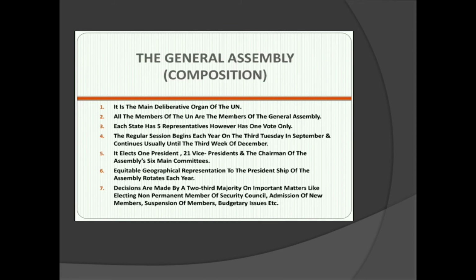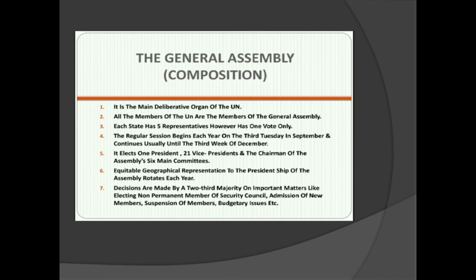The General Assembly takes decisions on important matters, and decisions are made by a 2/3 majority. Important matters mean electing a non-permanent member of the Security Council, admission of new members, suspension of members, budgetary issues, etc. So, these are the few important matters which the General Assembly looks after and takes care of by a 2/3 majority.